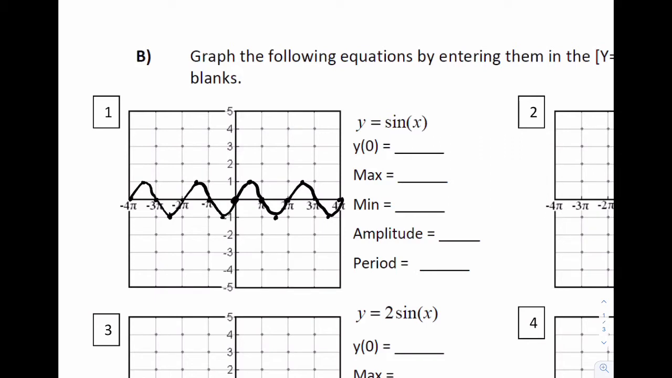Now let's answer the questions that are given. This y of 0, that's an interesting way of writing y-intercept. In this worksheet, you'll see that a lot. The y-intercept here is clearly 0. The max value is referring to the highest the graph will ever go. So that's up here. That's 1. The min is the lowest it'll go. So that's down here, negative 1. And now we have amplitude and period.